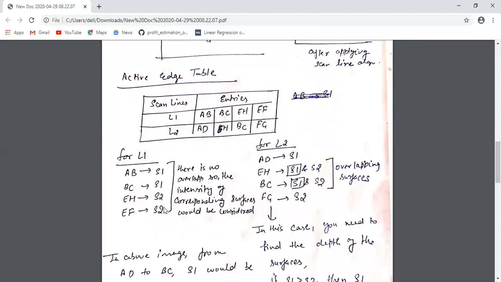That means there is no situation for overlap. In these cases, we don't have to calculate the depth value of any pixel, and we store the corresponding intensity values for the surfaces S1, S1, S2 and S2 for every pixel. So here we do not experience any overlapping situation. Now see for L2.